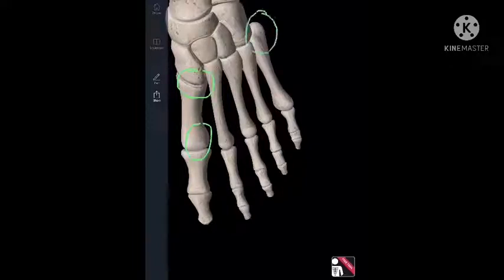A prominent tuberosity can be noticed on the lateral side of the 5th metatarsal base. This tuberosity is a common site of fractures.